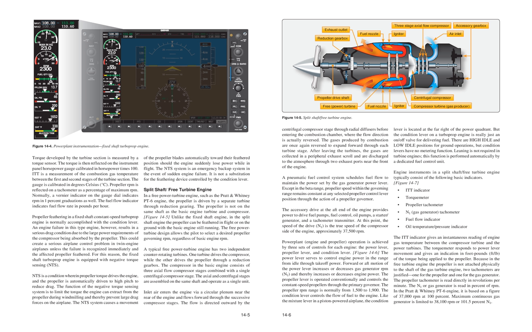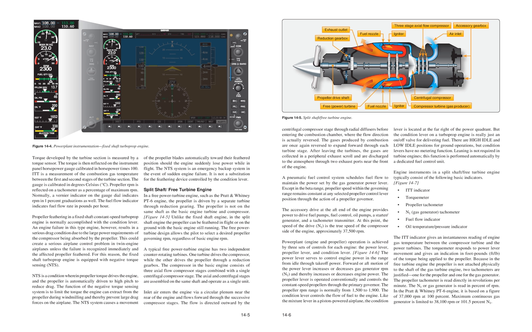The flow goes through radial diffusers before entering the combustion chamber, where the flow direction is actually reversed. The gases produced by combustion are once again reversed to expand forward through each turbine stage. After leaving the turbines, the gases are collected in a peripheral exhaust scroll and are discharged to the atmosphere through two exhaust ports near the front of the engine.